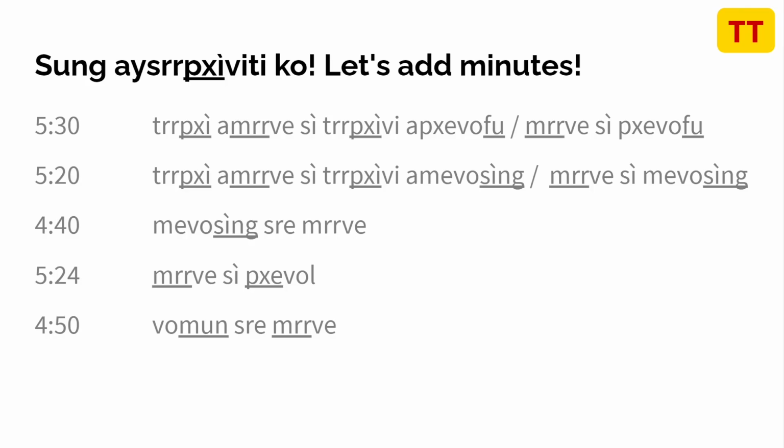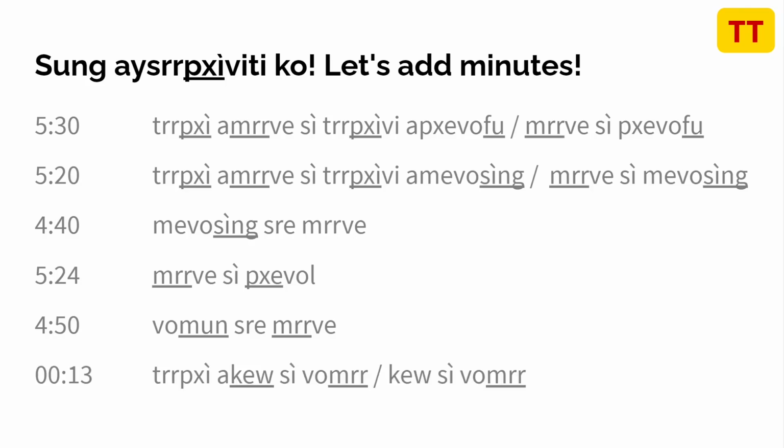By the way, we could also turn it around. We could also literally say 4 and 50 minutes. That would also work, but I think this is just easier, right? Because it's easier to say 10 than it's to say 50, especially if you have to recalculate the octal number. And here we have midnight, so 30 minutes after midnight, and for midnight we just use keo. So trp-e a keo, se vo mr, or keo se vo mr.